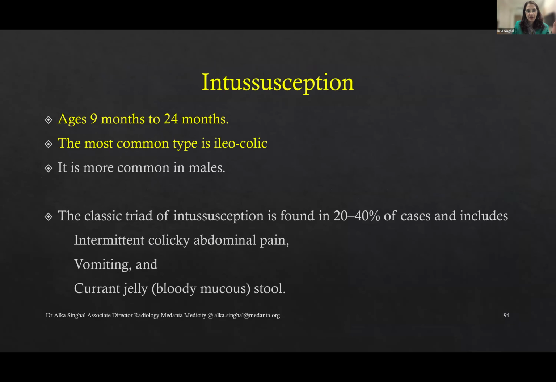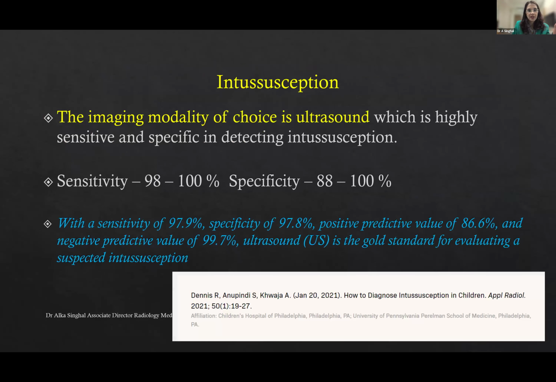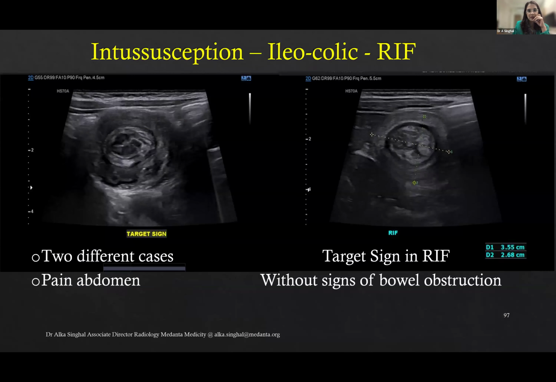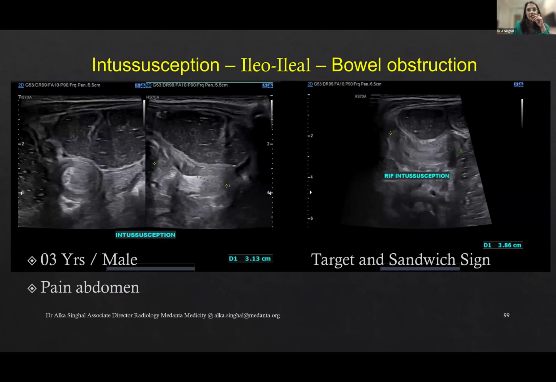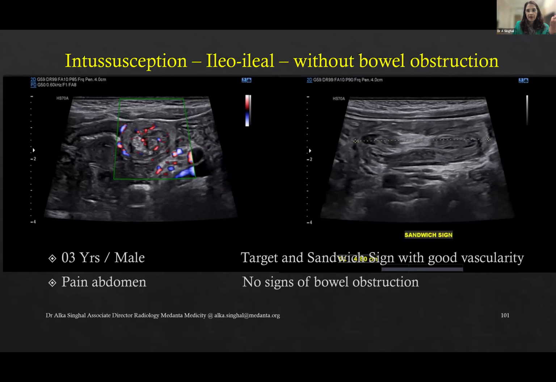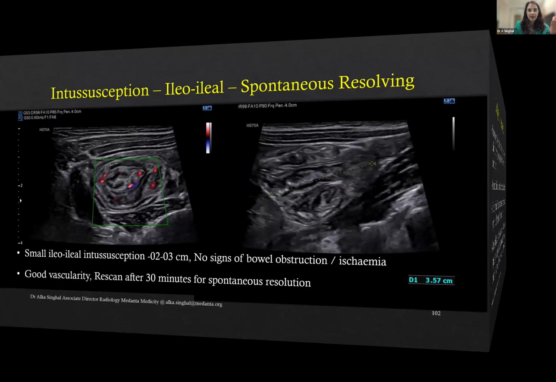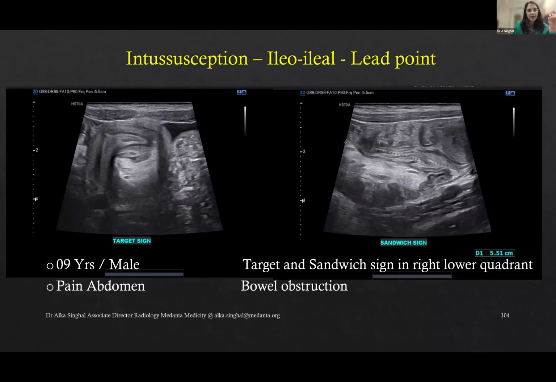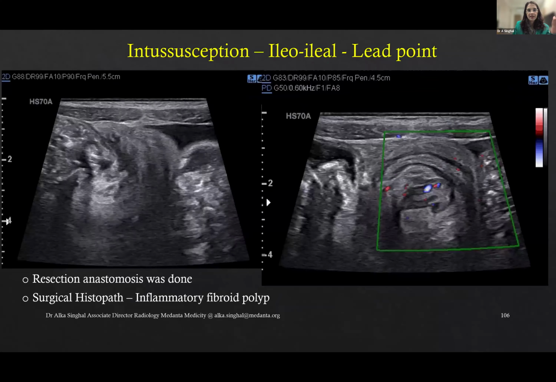Now, like we already did the symptomatology, these are some more images, and we can use ultrasound as a therapeutic tool as well, but I will move on to the lead point. Of course, it could be infectious lymph nodes or prominent Peyer's patches, right?